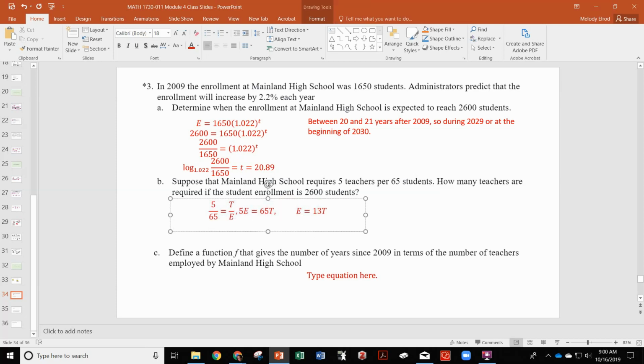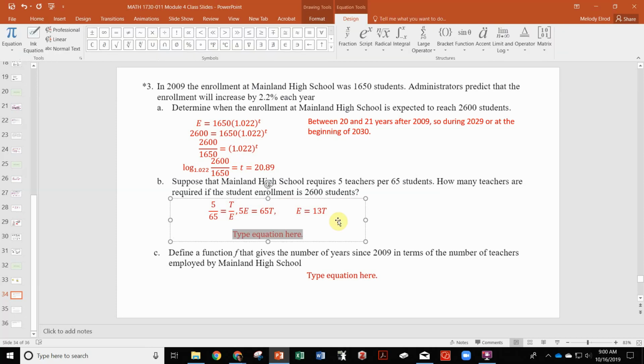So if I want to know if the student enrollment is 2,600 students, how many teachers do I have, right? I could do that a couple of ways, but the way I've gone about it right here is to say 2,600 is equal to 13T.